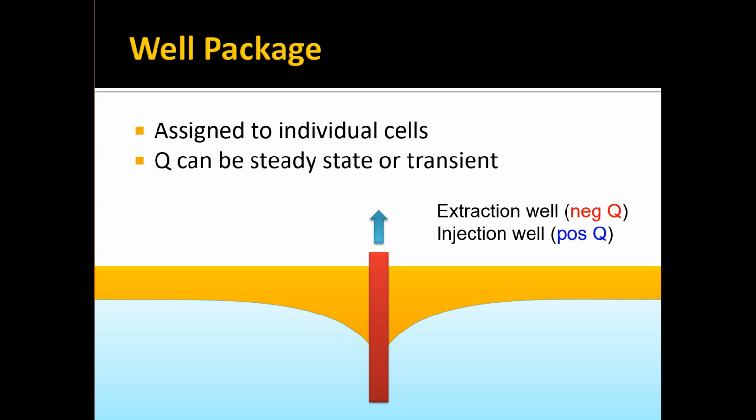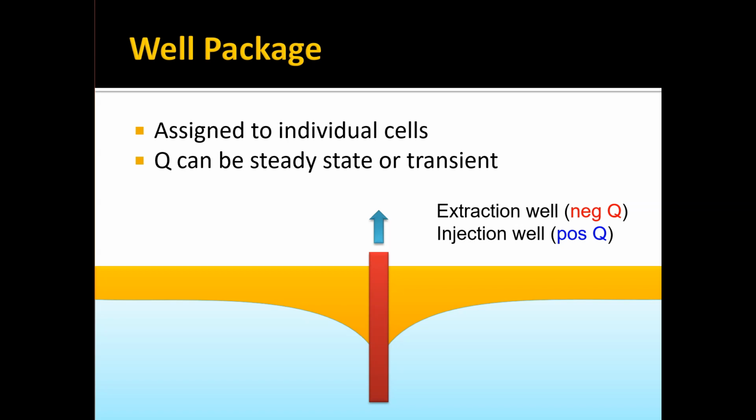The Q value can either be negative or positive. And again, whenever we're talking about flows with MODFLOW, we use a consistent sign convention. A negative Q means water is going out of the aquifer. A positive Q means water is going into the aquifer. And so most of the wells we deal with in aquifers are extraction wells, or groundwater withdrawal wells, where we're pumping water out of the aquifer, and therefore these are always assigned a negative pumping rate.